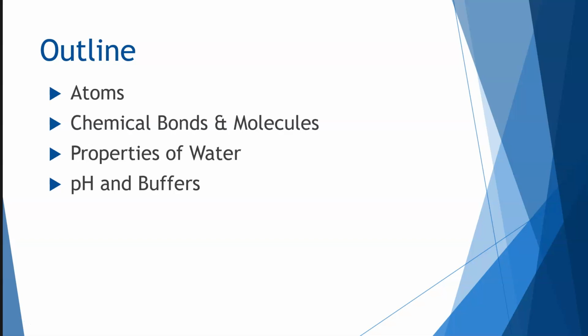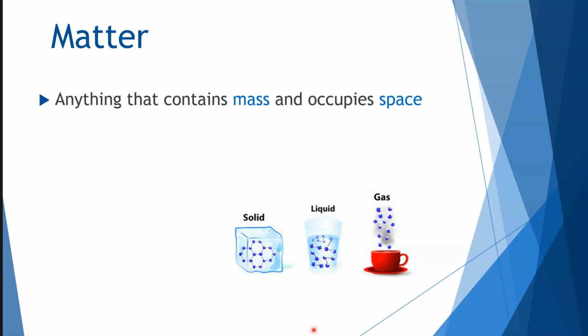So as we talk about atoms, let's first talk about something you may have heard of, which is matter. Matter is anything that contains a mass. If you're not familiar with what a mass is, it's anything that has some type of weight to it. And matter also has to be able to occupy space. That means matter has to be able to take up room, right? It has to occupy a certain particular area.